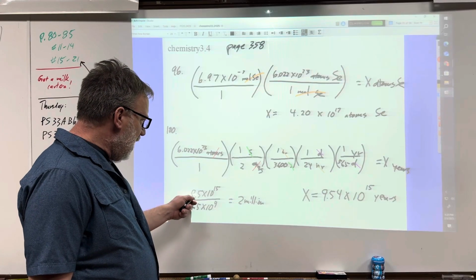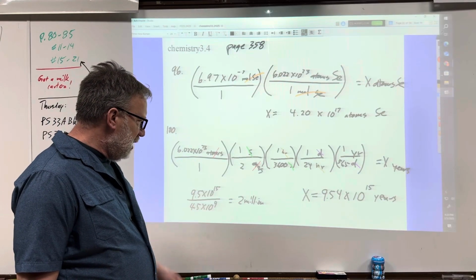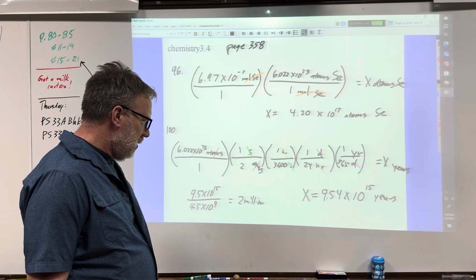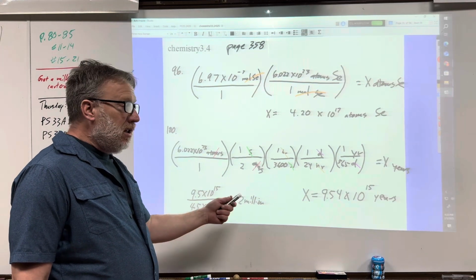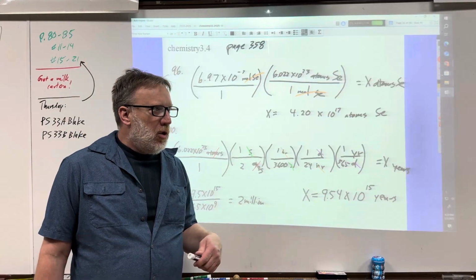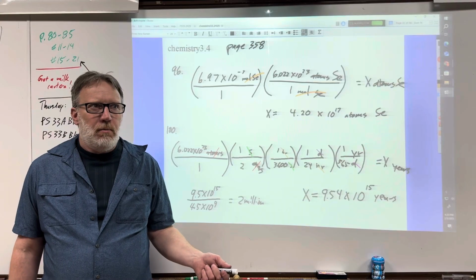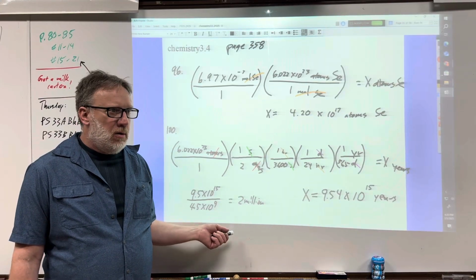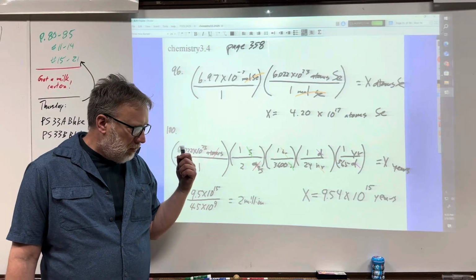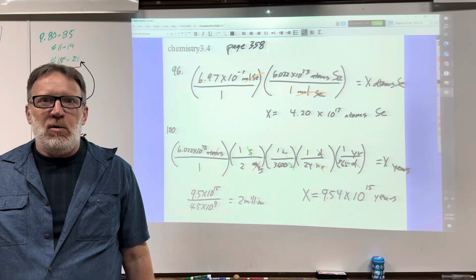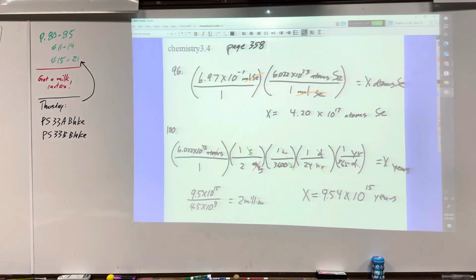And if we take 9.5 times 10 to the 15 years and divide it by 4.5 times 10 to the 9th years, that's 2 million times greater than the estimated age of the earth. Older than the universe by, I don't know, about 0.7 million times, roughly. So, something like that. Impossible, obviously.